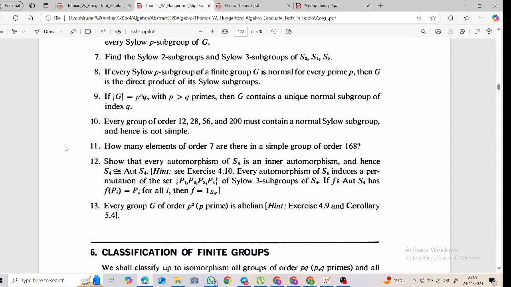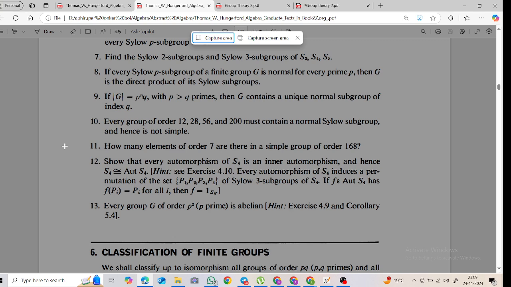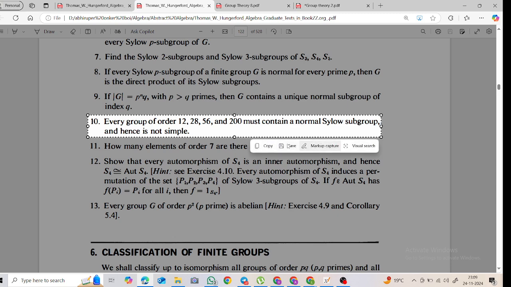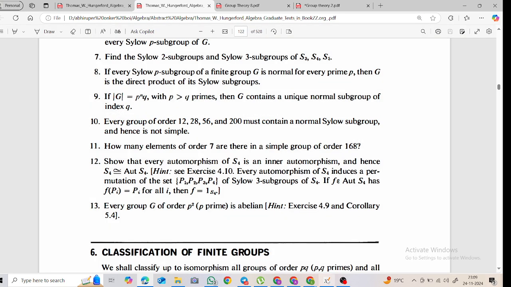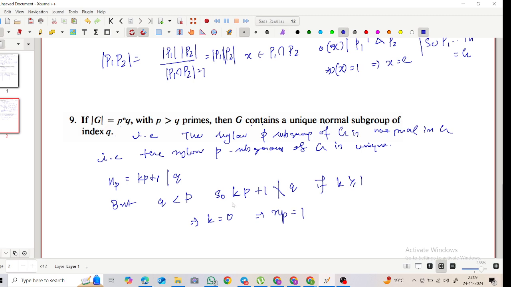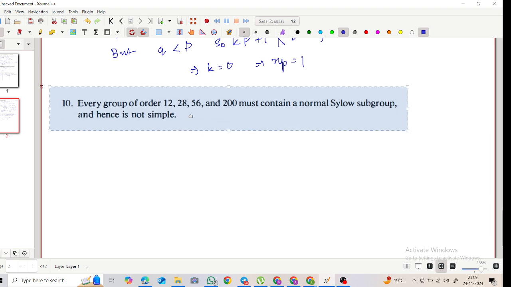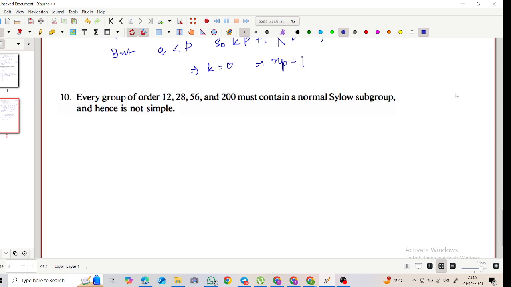Try 10. Try it for 2 to 3 minutes. See, I don't know whether you have tried it or not. That's why I want you to try it now. Otherwise, if you are only watching the solution, it won't help you much.